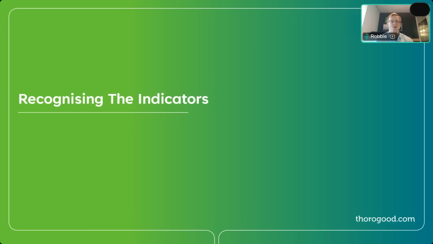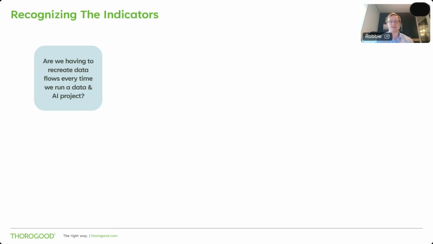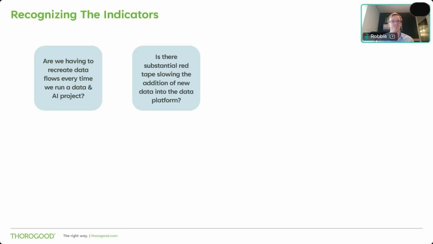Let me start with recognizing the indicators. Whenever we've worked with organizations where they have their data platform already set up, but it's not quite meeting their needs, we've seen a few common indicators that show why it's not working. So one is companies that are having to recreate new data flows every time they're running a new data and AI project, every time they're bringing in a new data source. They're having to recreate something from scratch rather than build on what's already there.